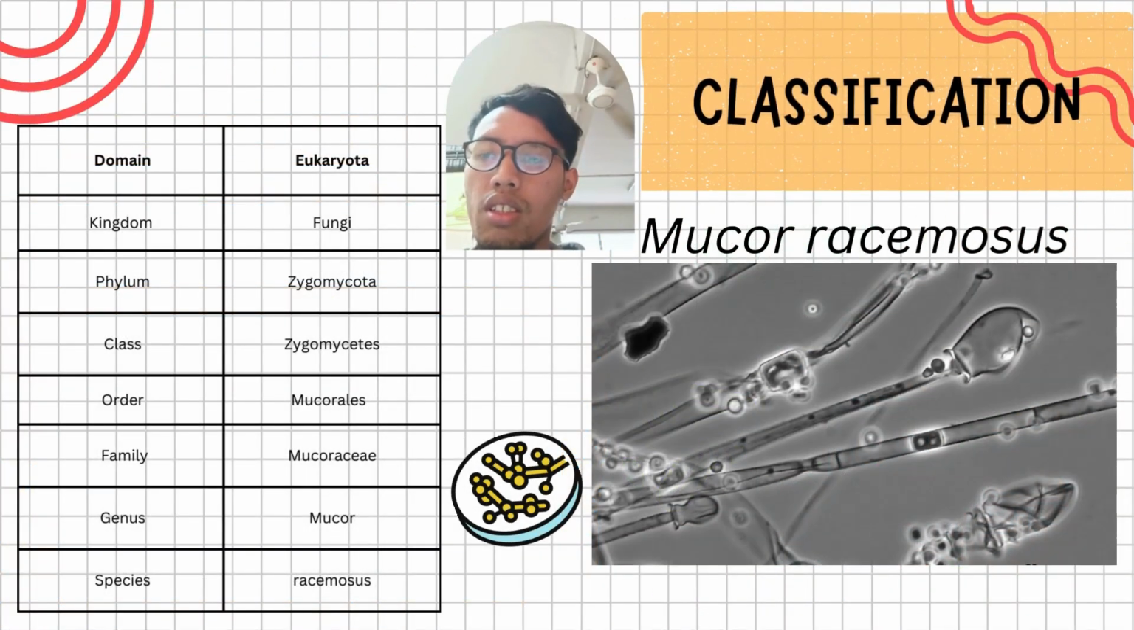Mucor racemosus is classified in domain Eukaryota, kingdom Fungi, phylum Zygomycota, class Zygomycetes, order Mucorales, family Mucoraceae, genus Mucor, species racemosus.